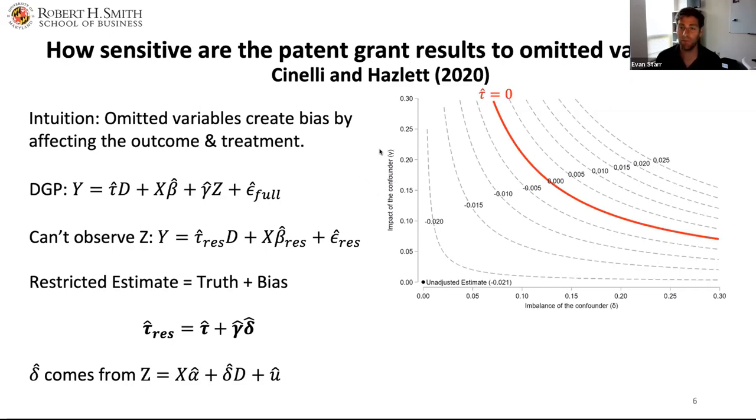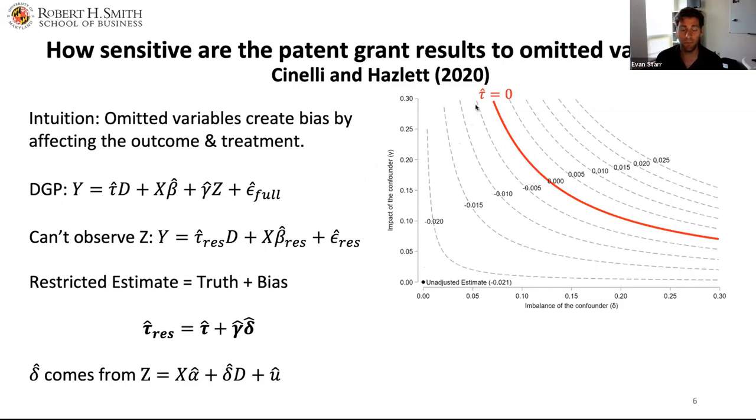So gamma is on the y-axis here. Delta is on the x-axis here. And if we start from our unadjusted estimate of negative 0.021 in the patent application analysis, you can then specify for different levels of gamma and delta what they might be. And the contour lines here tell you what your true estimate is.